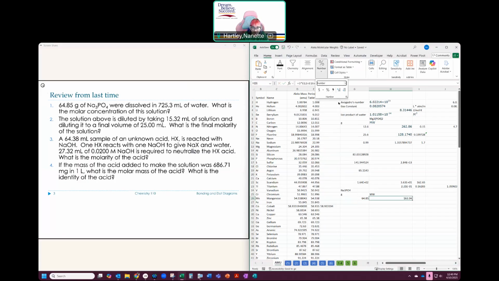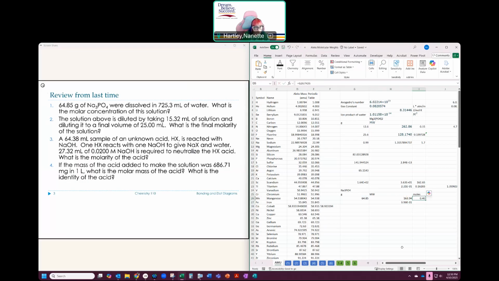So that gives me 163.94. And again, that's 3 times the sodium plus the phosphorus plus 4 times the oxygen. So that's Na3PO4. So that's the molecular weight of that material. Now, if I take that mass, I divide that by the molecular weight, that tells me the number of moles of that material that I have. I can actually put that over here. And that tells me the number of moles of that material that I have.